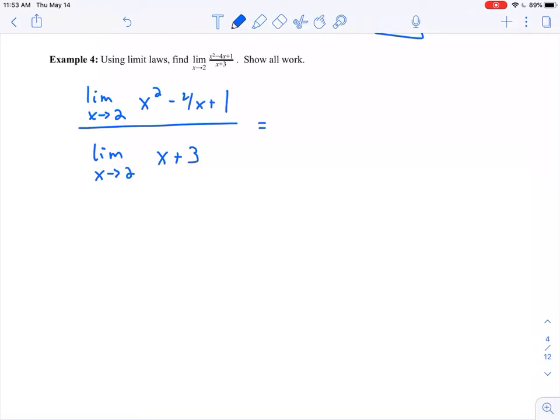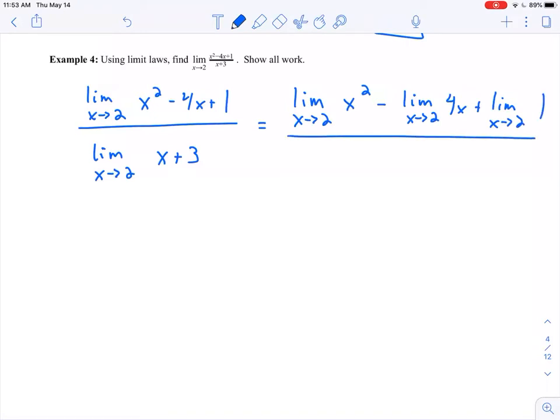Now my numerator is not a linear function, so I can't deal with that quite yet. I would actually go ahead and take this limit here and distribute that to each term, just like we did in the last example. So the limit as x approaches 2 of x squared minus limit as x approaches 2 of 4x plus limit as x approaches 2 of 1, all divided by limit as x approaches 2 of x plus 3. I'm not going to do anything to the denominator since it's already a linear function. We know how to deal with that.